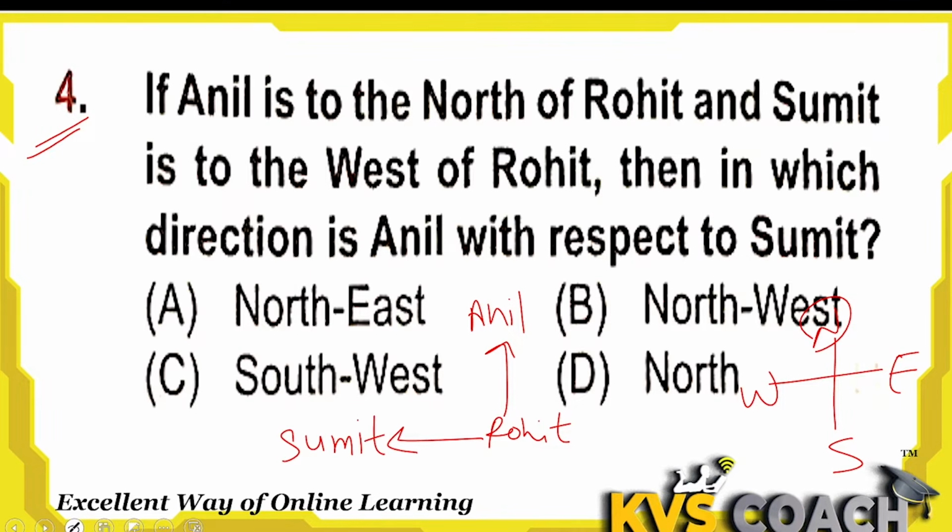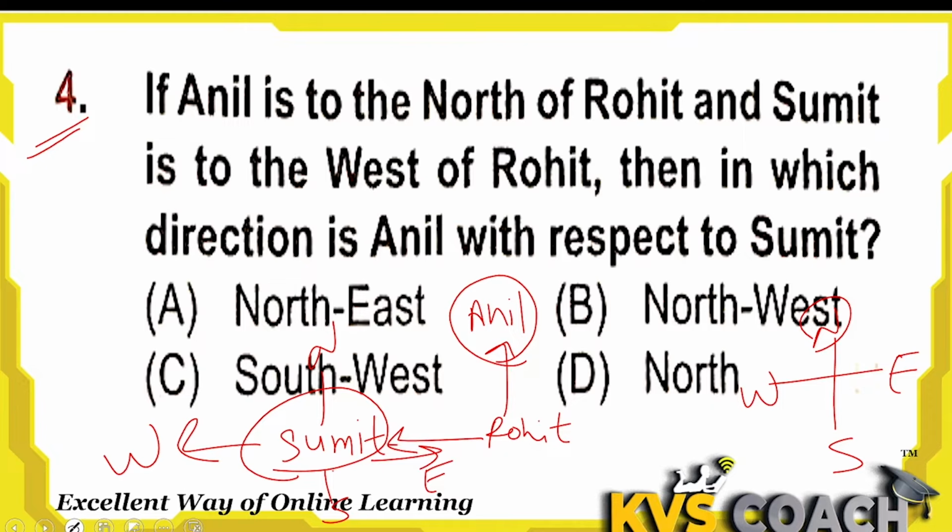Okay, now they are asking in which direction Anil is with respect to Sumit. Here is Anil and here is Sumit. In which direction is it? So let's check from Sumit's direction. This is north for Sumit, this is south for Sumit, this is east for Sumit, and this is west for Sumit. Okay, now Anil is in the east direction, but which one? Here it is north of Sumit and here it is east of Sumit. Okay, so this is the northeast direction. Between Sumit's east and Sumit's north, that is Anil. The northeast direction is for Anil with respect to Sumit. So A, northeast, is the right answer here.